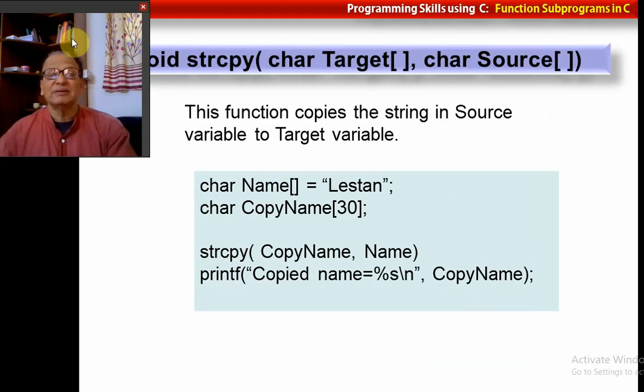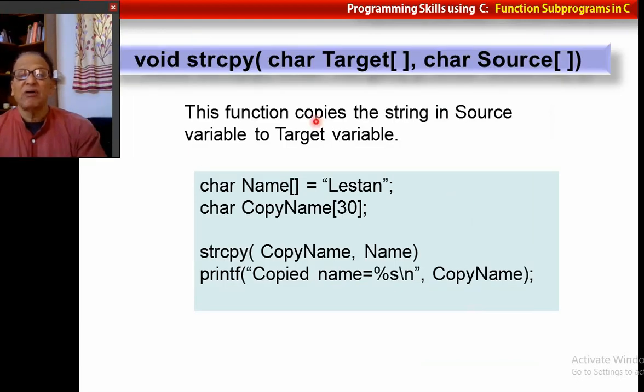So the second function is string copy. As the word suggests, it means copying or making a duplicate of a given string. Here what I do is I copy this source string to the target string. I make a duplicate copy of this source string in the target string. This function copies the string in the source variable or array to the target array.